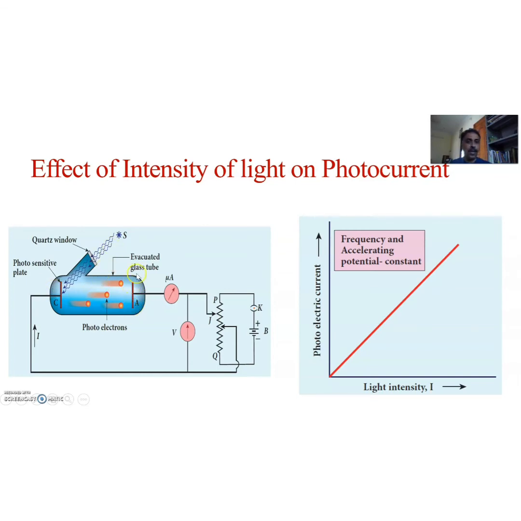So they kept A at a constant positive potential with respect to the cathode C, and also kept the frequency of the incident radiation constant. They only changed the light intensity. So they found a linear line as shown in the figure. For different intensities, the photocurrent was directly proportional to the intensity. Right? So this is what they observed for high frequency radiation. We should keep that in mind.